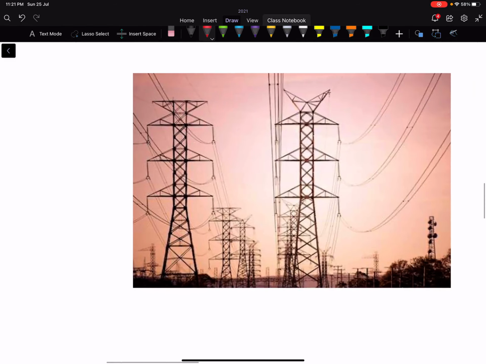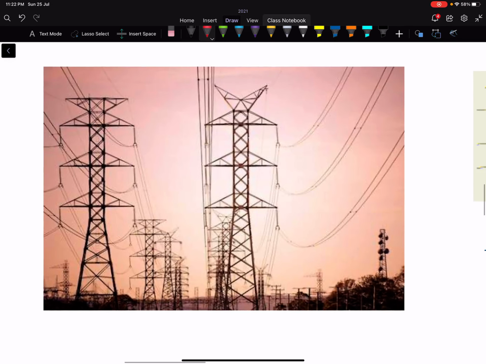Another example will be your electrical power lines. Did you ever notice that during the day, you always see that they are sagging? All of these lines are sagging or not straight. Why?